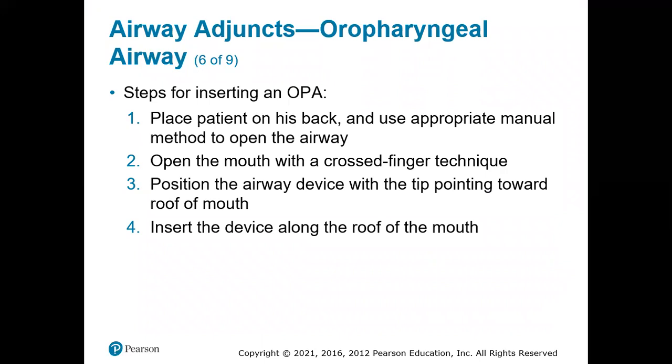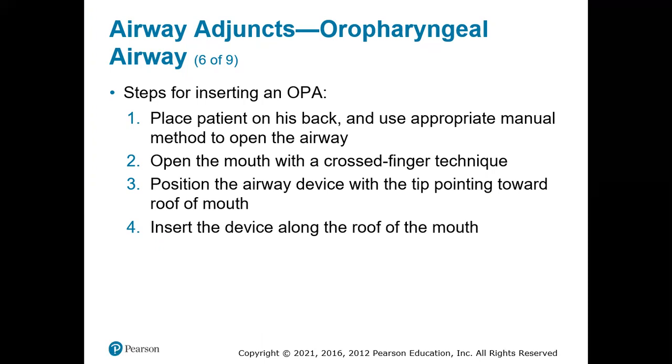Okay, you're going to use a cross finger technique. It's almost like snapping your fingers to open. Push your thumb on the lower lip and your index or middle finger up. And it's like you're almost snapping your fingers. And you're going to position that airway device with that curved tip pointing toward the roof of the mouth.